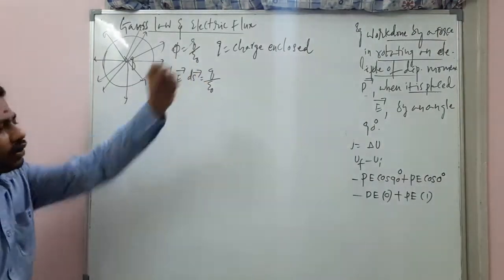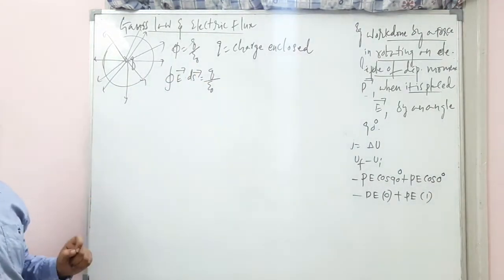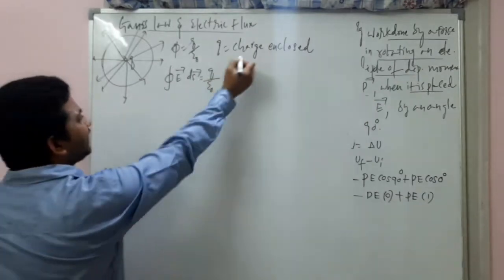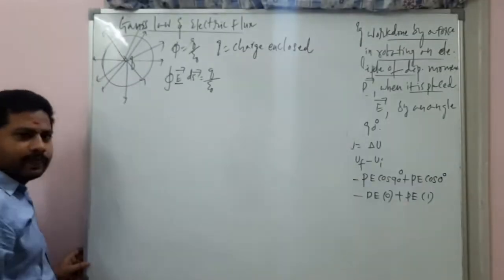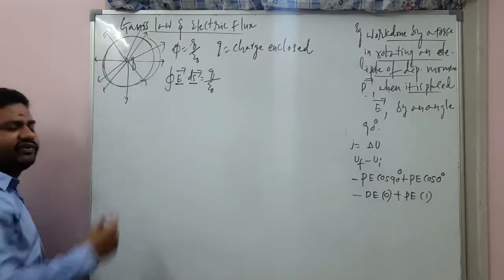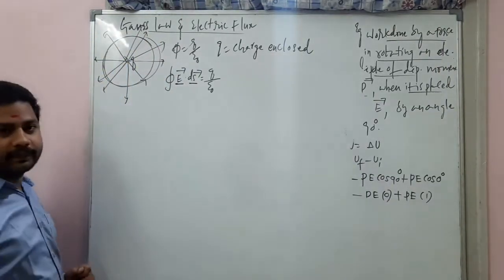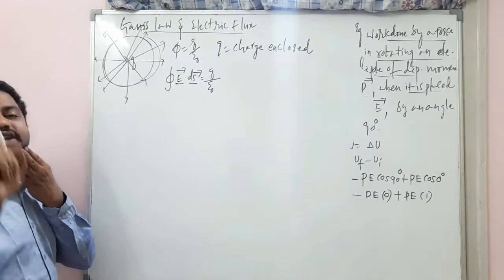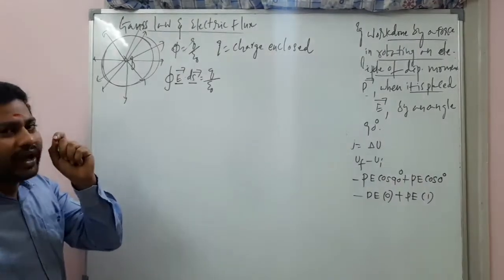Right? So you all know about epsilon naught values also. Now, what is this E and dS? This dS bar is the surface area of this Gaussian surface. So what is this E bar? Electric field due to a charge.